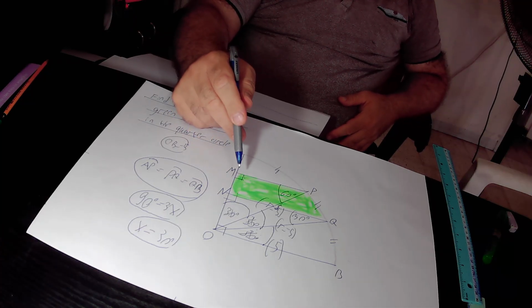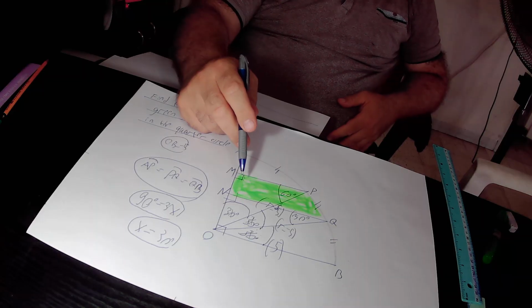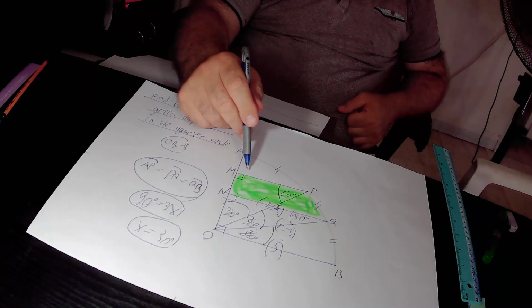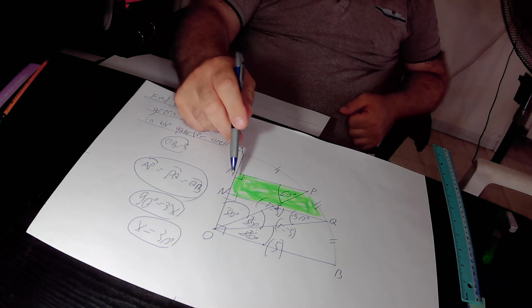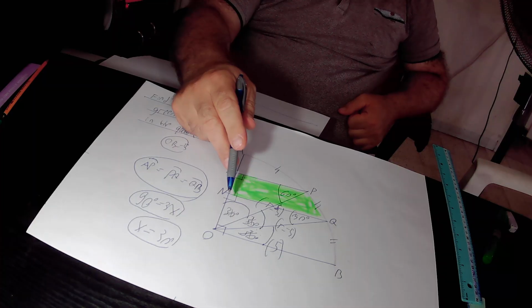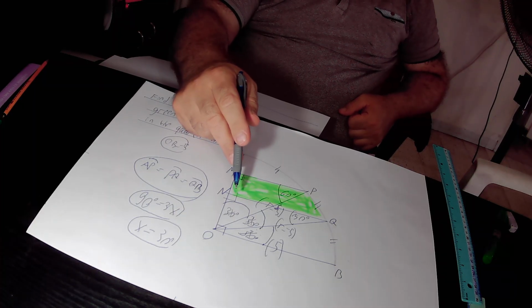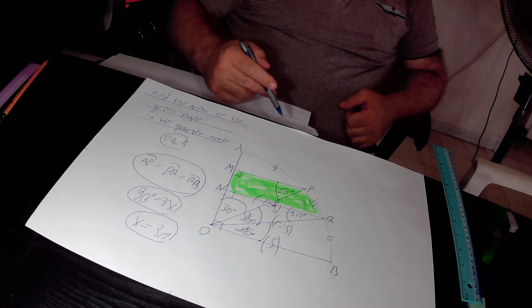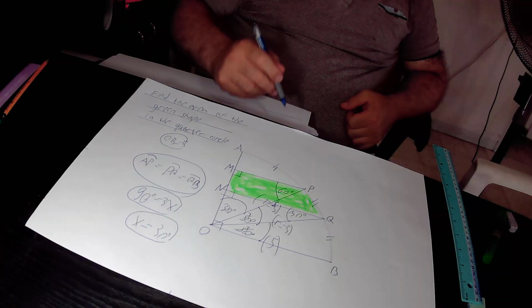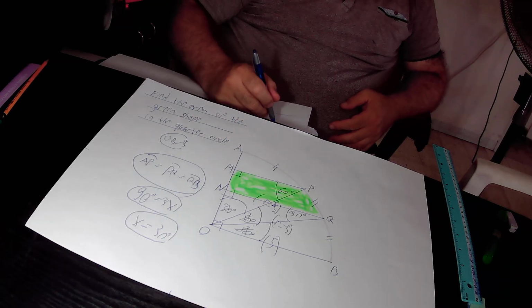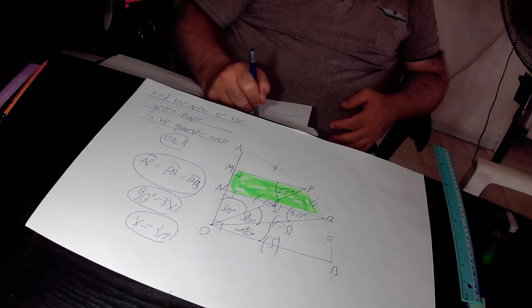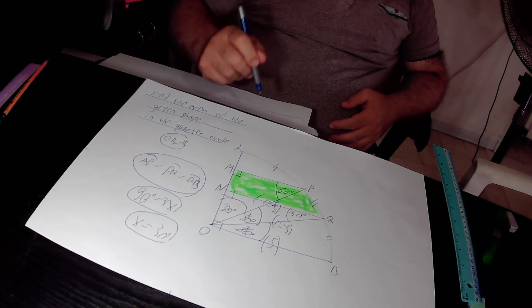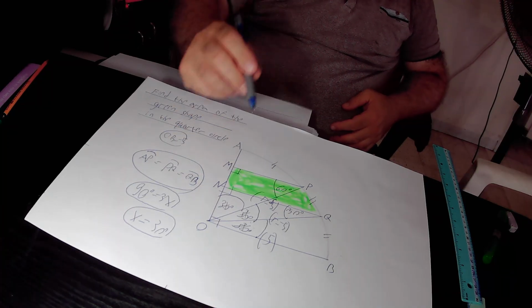And therefore the area of this right triangle MPO must be equal to the sum of the two components that it consists of. That is to say, it must be equal to the area of this green quadrilateral MNSP plus the area of this right triangle NSO. So I write it down. The area of the right triangle MPO is equal to the area of this green quadrilateral MNSP plus the area of this right triangle NSO.